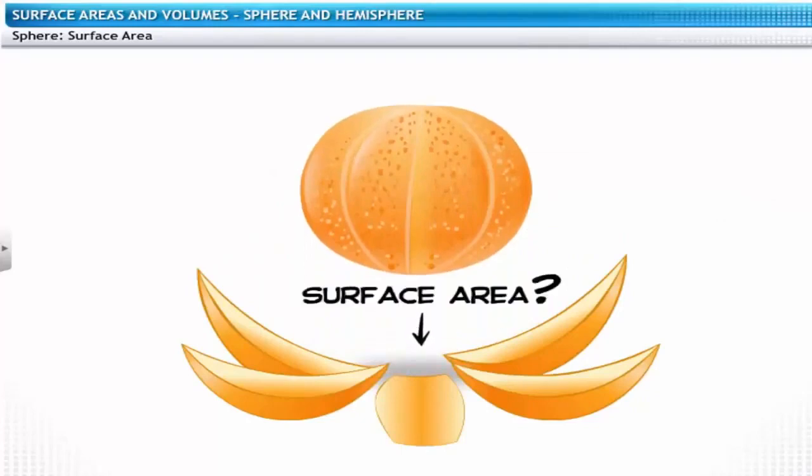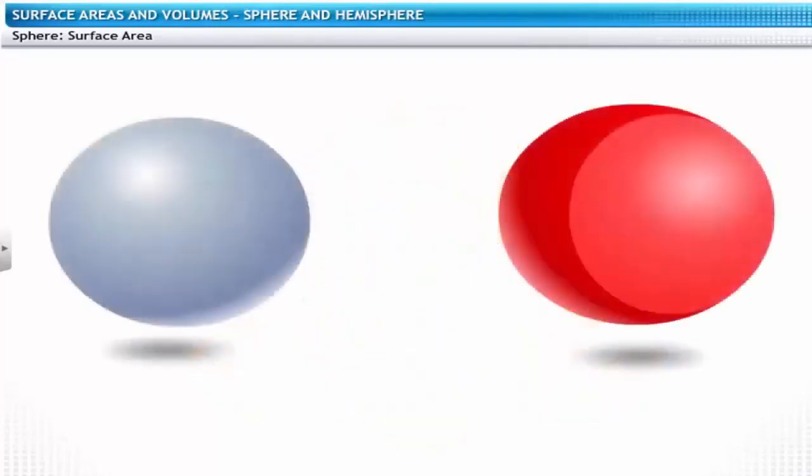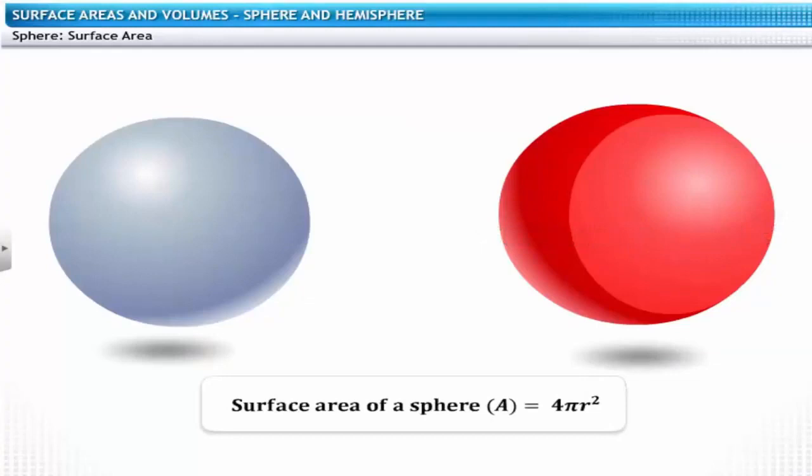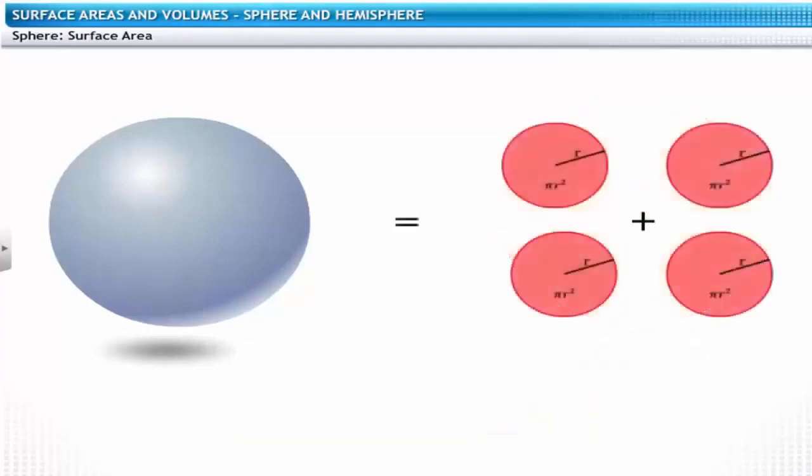Is there a way in which we can calculate the surface area of the sphere mathematically? Yes, we can find it by using the surface area formula. If we have a sphere of radius r, we can calculate the surface area by using the formula A equals 4 pi r squared. You can observe that the surface area is equal to the sum of areas of 4 circles having radius r.